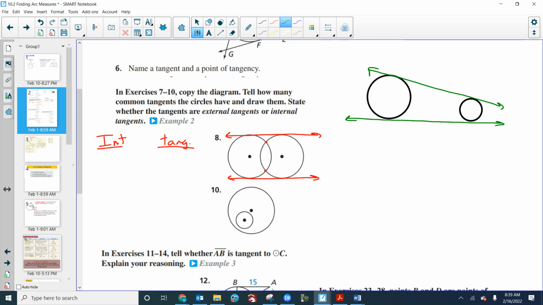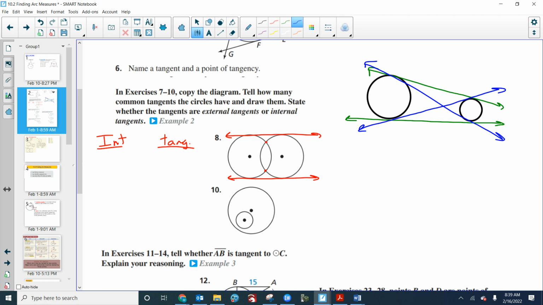A lot of people don't see them. And we don't always, yesterday I didn't draw in every tangent. But here's what the internal tangents would look like. Can you see that? Imagine that only touches once. And then that one. So this one has 4 tangents, 2 internal, 2 external.